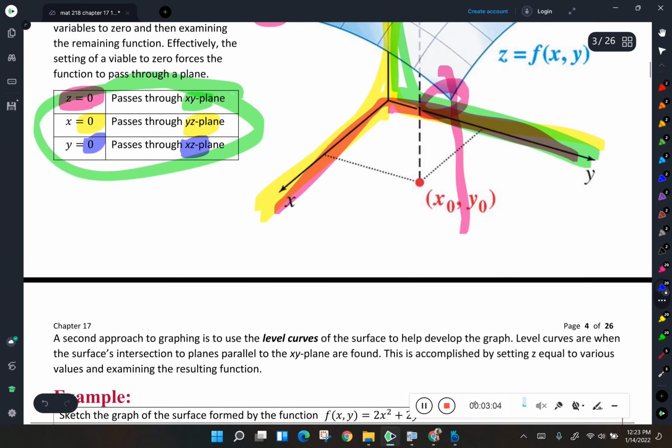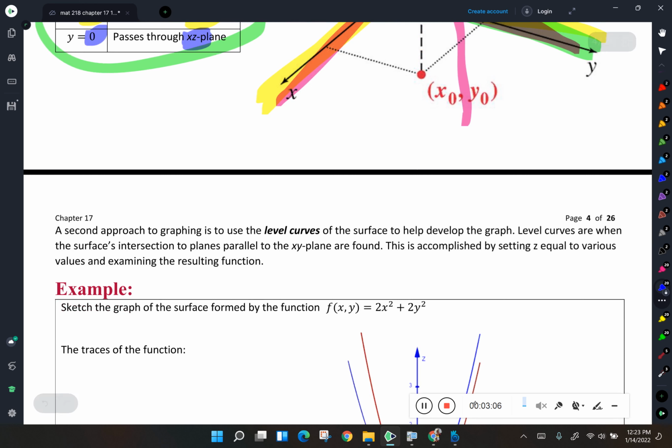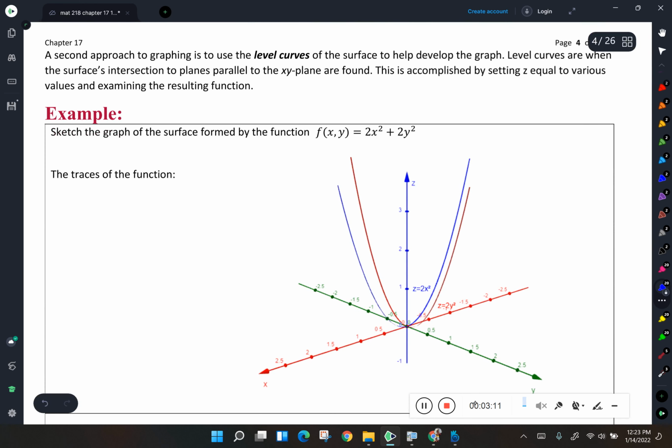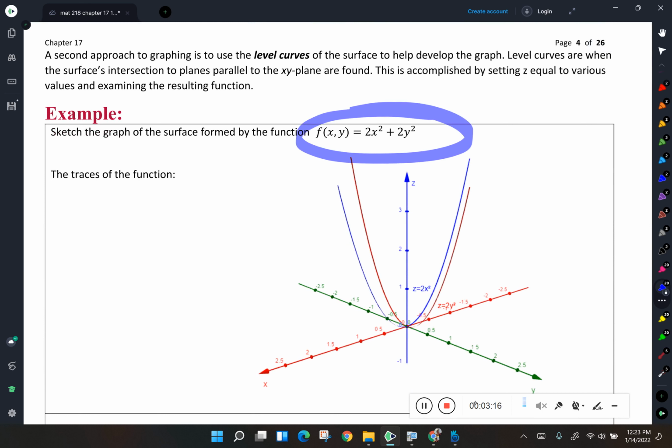And so let's take a look at an example, and we'll see if we can make some more sense of it. All right, so what I'd like to do is find the traces of the function f of x, y equals 2x squared plus 2y squared. Now over here I've already graphed them for us, but let's take a look at the math behind what's going on. If I want to find the xy trace, that's going to be when z is 0, and that's going to be what happens to the equation when we set z equal to 0.